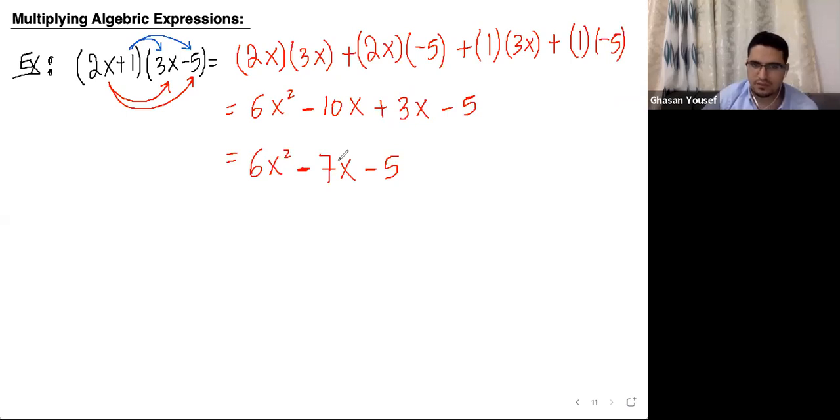Any question for this one? Is it clear for all students? How do we multiply algebraic expressions?